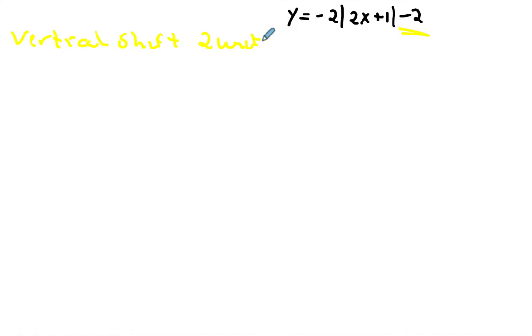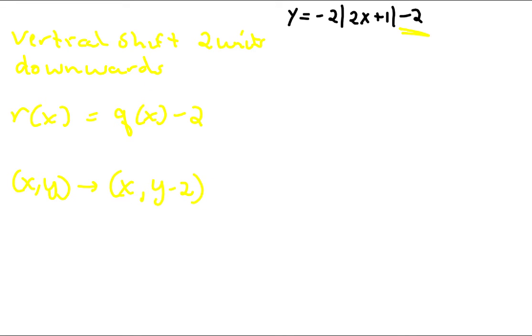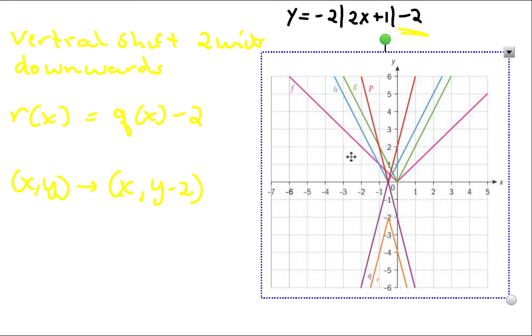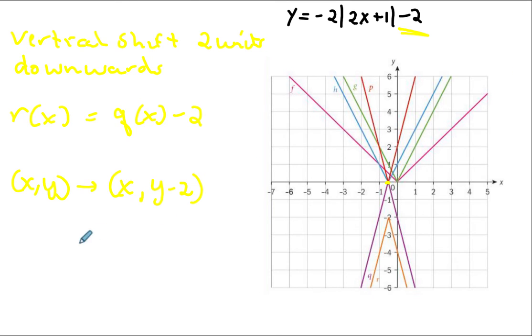My last transformation is this negative 2, which is a vertical shift 2 units downward. I'm going to call this function r of x. So that's going to be my q of x minus 2. And that translates to my r of x function. Each point I will subtract 2 from the y value. And this moves my function down 2 units.